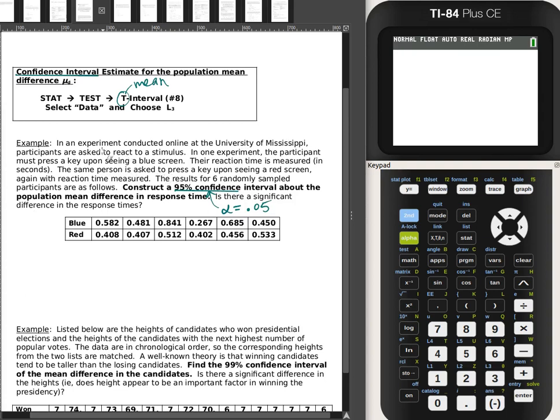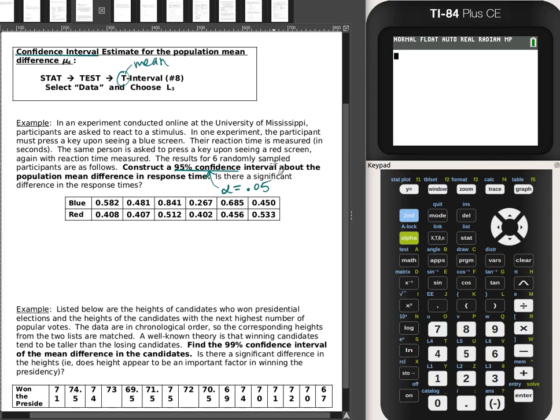Now, there was apparently an experiment conducted online at the University of Mississippi to find out people's reaction times to a stimulus. So probably whenever the screen comes up blue, they're supposed to press a key, and whenever the screen comes up red, they're supposed to press a key. And notice in this case, this data is matched to itself: a particular individual is being asked to respond to the blue one, and then asked to respond to the red one.